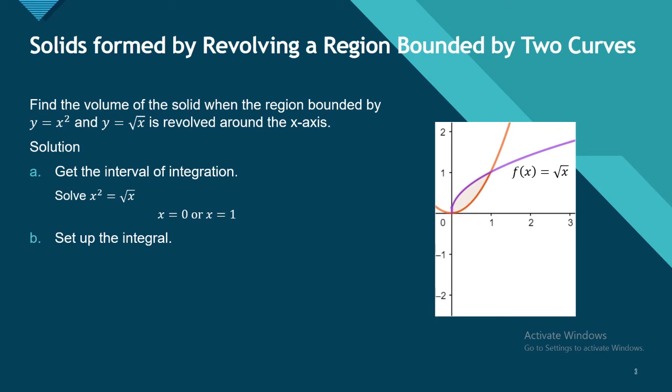The function that is above the plane region is f of x is equal to square root of x. And the function that is below the plane region is the quadratic function. So this is how we set up the integral. The volume is going to be pi times the integral of f of x squared minus g of x squared dx from 0 to 1.